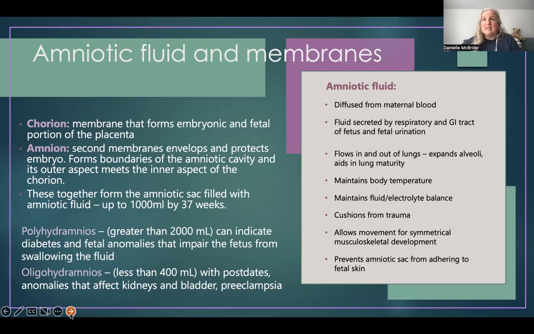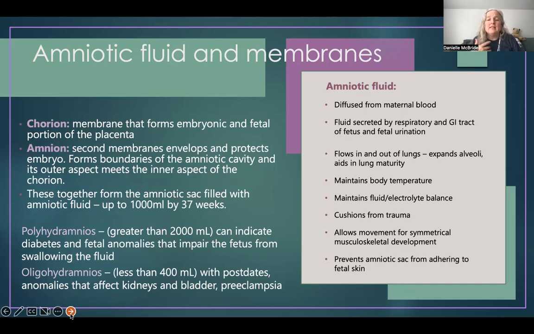The amniotic fluid has a lot of really important jobs for growing our baby. It cushions our baby from trauma if mom takes a basketball to the belly or something like that. It helps maintain the baby's body temperature. It maintains fluid and electrolyte balance. It gives the baby room to move, because if the membranes were all just on the baby, they wouldn't be able to move, and if they can't move, their muscles and skeletal system are not developing properly.